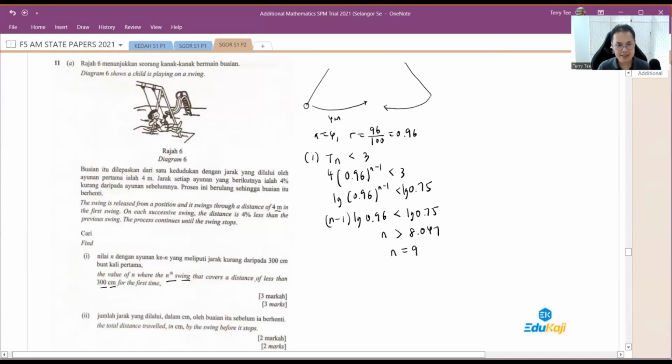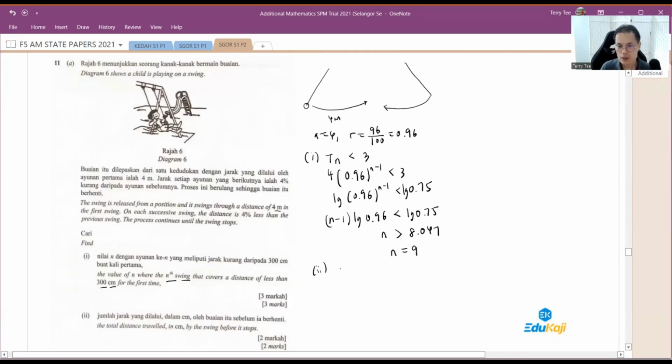So it takes how many swings? 9 swings. Right. So that is only the first part. Then total distance traveled before it stopped. Now, when will this stop? Eventually it will stop, right? So yeah, it will stop when your Tn approaches 0. The subsequent term will be so small that it becomes almost 0.